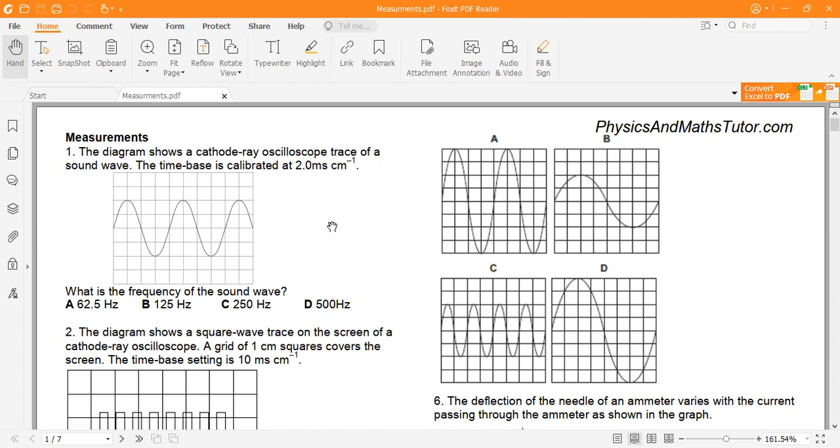The thing is, I kept this topic for the questions because it would have been very difficult to explain it otherwise. A cathode ray oscilloscope is what we use to determine the properties of a wave. We can use it for different kinds of waves. In this case, they are using it for a sound wave. And they're saying the time base is calibrated at 2 milliseconds per centimeter. This basically means that each block that you are seeing over here represents 2 milliseconds.